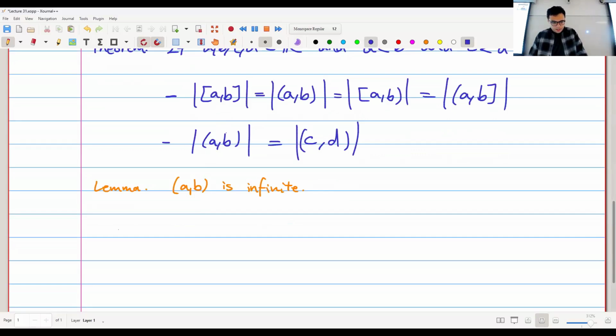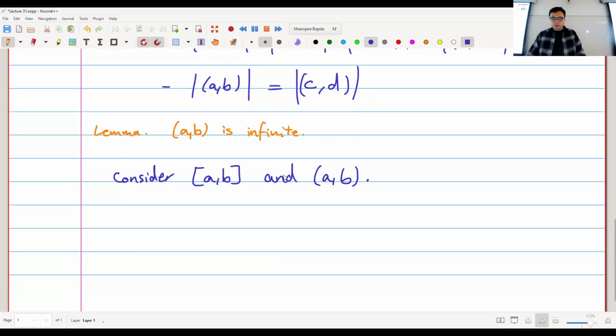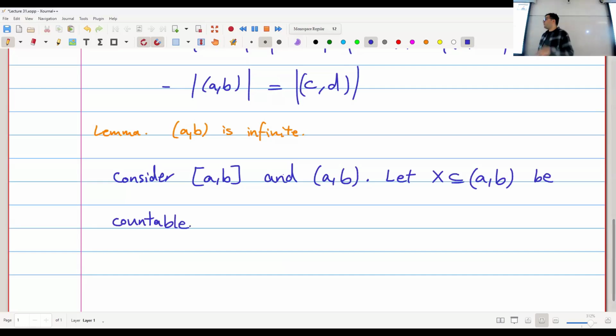I want to say, consider the closed segment AB and the open segment AB, and suppose that I want to find a one-to-one correspondence between them. Both of these are infinite, so I'm just going to consider a particular countable subset of the second one. So let X, a subset of the open segment, be countable. And we know such an X exists because we have proven before that every infinite set has a countable subset.